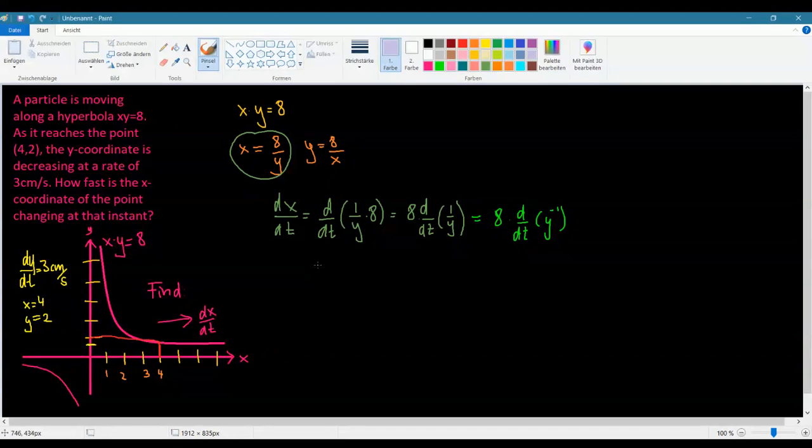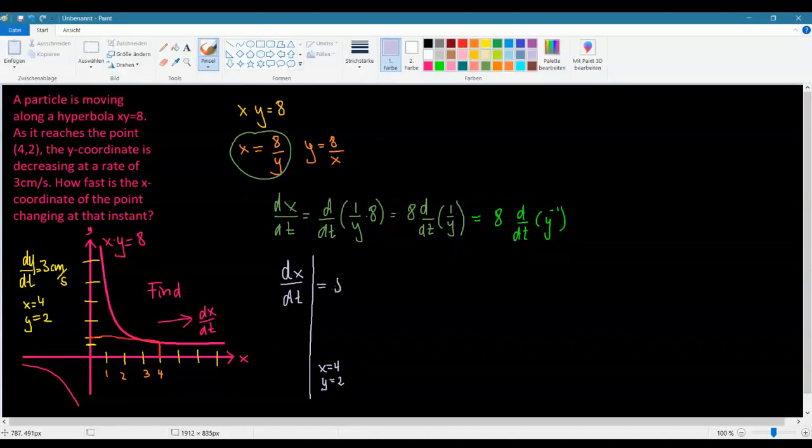So the first thing that we're going to do now is we're going to just start to simplify. And let me write down the correct notation here because we're looking for this at a certain point. We're looking for the change in x over the change in time at a certain point, at the point when x equals 4 and y equals 2. So we can just plug those in. And yes, we're going to use the chain rule while we do it.